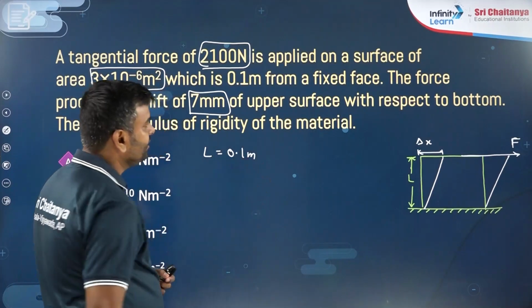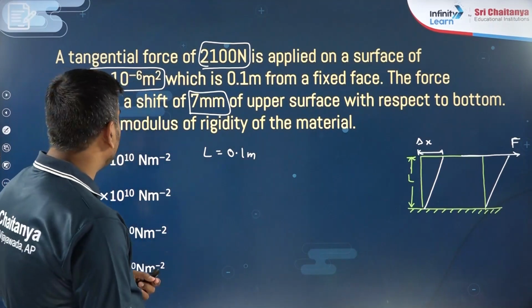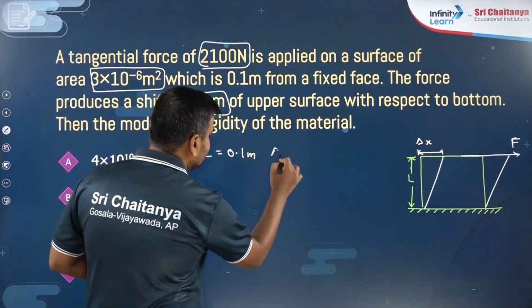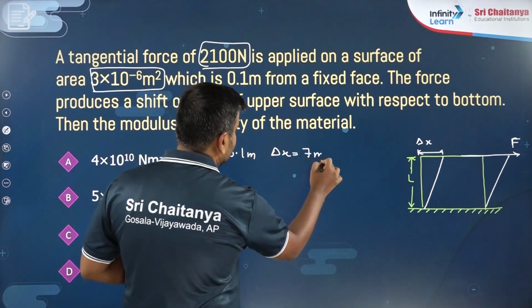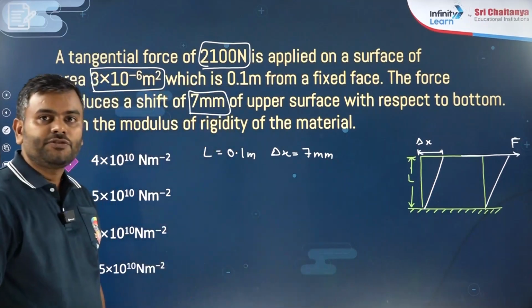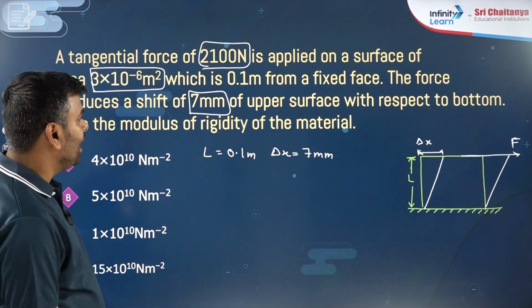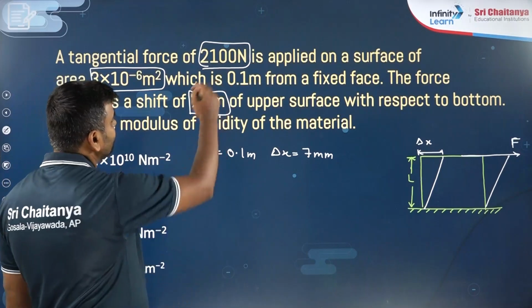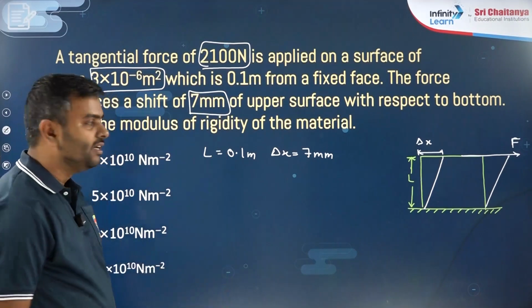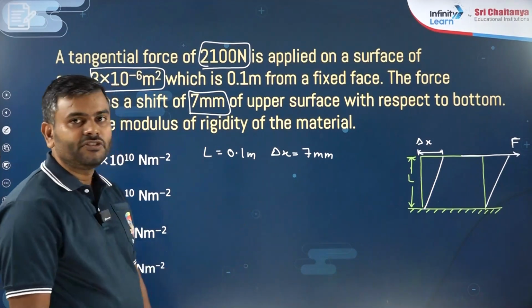0.1 meter. Okay, and how much shift is there? Shift is delta x, and that delta x value is given to us as 7 mm with respect to the bottom. The force which we have is 2100 Newton. So we have to calculate the modulus of rigidity.